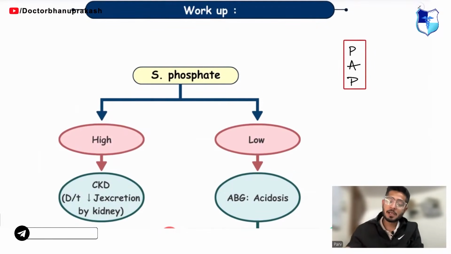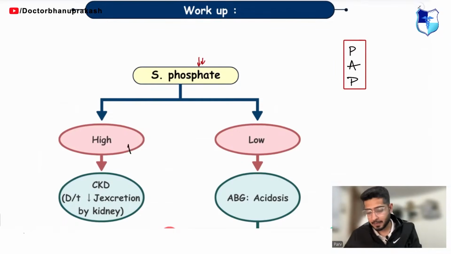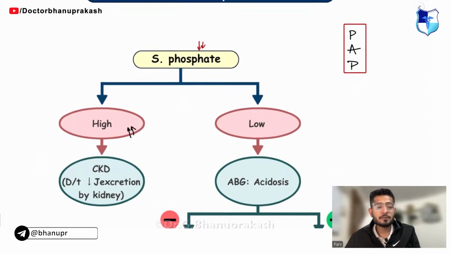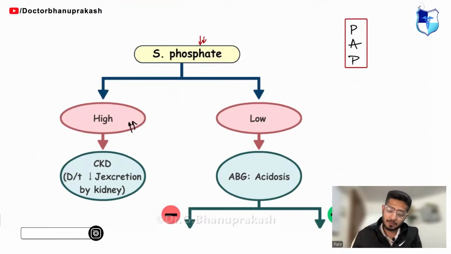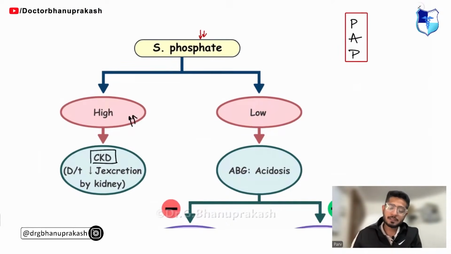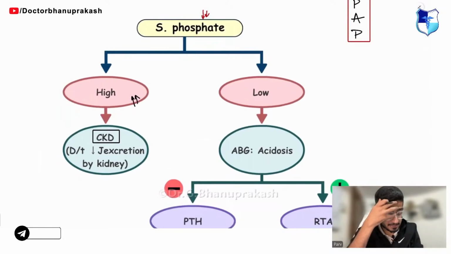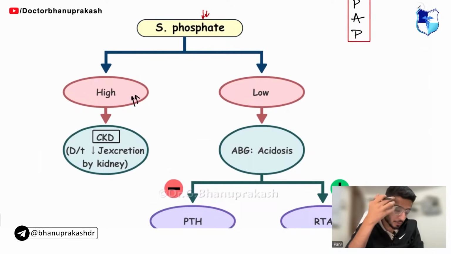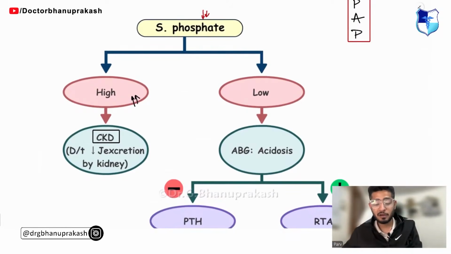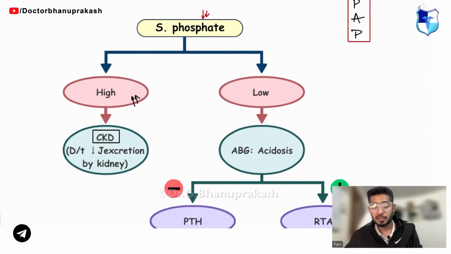So first of all, P, that is serum phosphate. Please understand this level is high. If the serum phosphate level is high, this is straight away going to tell you that this is CKD. Why? Because in chronic kidney disease, the phosphates will not be excreted out, and since they are not excreted, the phosphate levels are going to increase in the blood. This is because of CKD.